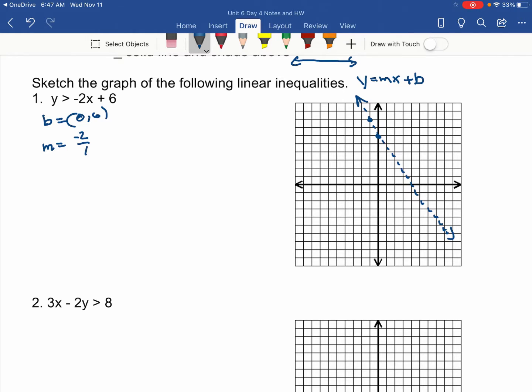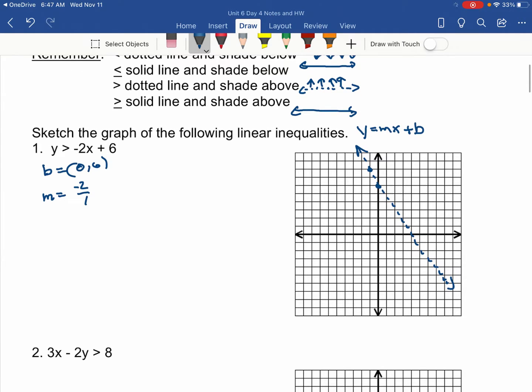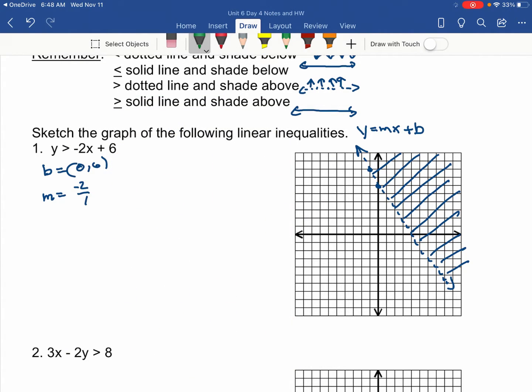Remember our key up here. If it's greater than, we're going to shade above. So above the line here would be this area, all above the line. That's how I do my shading. You can get fancy and color it in all you want, but for now, that's what it's going to look like. Now, what we want to do is test this and see if it works.